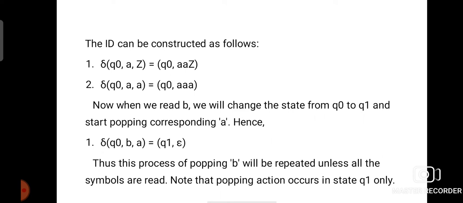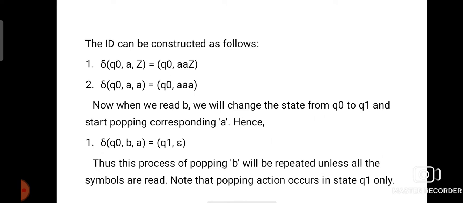So there will be no symbol pushed onto the stack. This will be represented with epsilon. No push operation will be represented with epsilon. So the state change is now Q0 to Q1. Input symbol is B, popped symbol is A, and no symbol will be pushed. So we will mention epsilon.